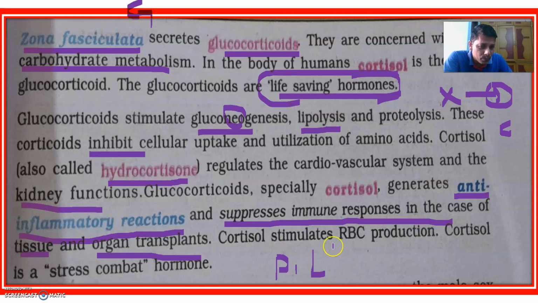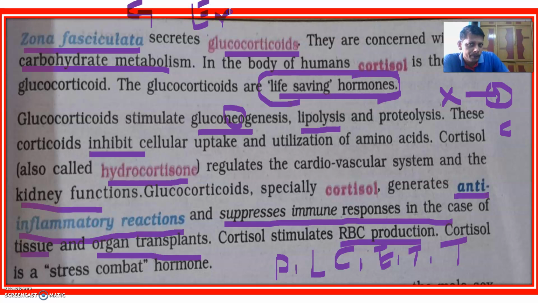Cortisol also stimulates RBC production. I told you earlier, erythropoietin, testosterone, and thyroxine are hormones involved in RBC production. Production of RBC is called erythropoiesis. Erythropoiesis is the formation of RBC. And cortisol is a stress combat hormone. It is helpful to face stress.